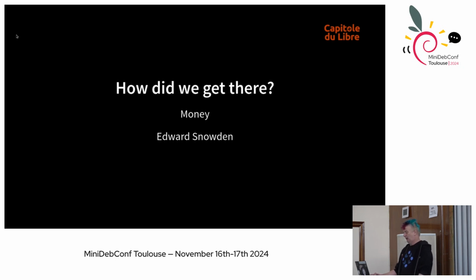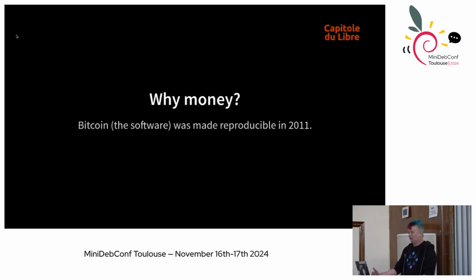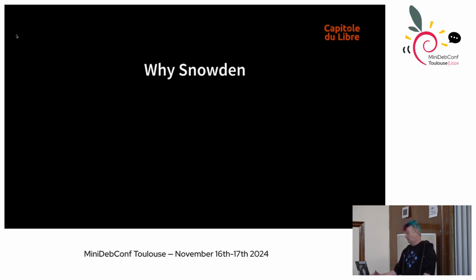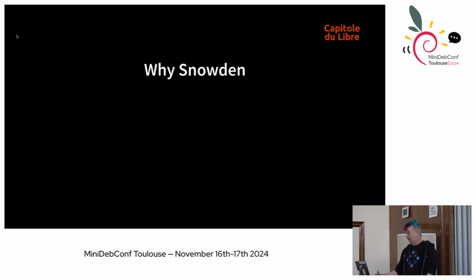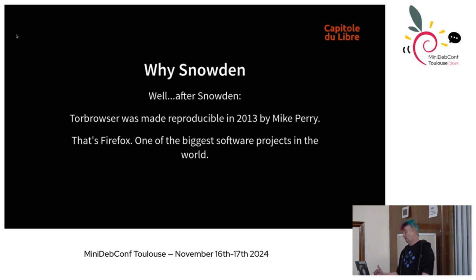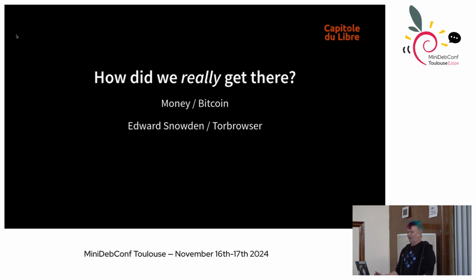First, it seems it might not be Lunar, but money and Snowden. Why money? Bitcoin was the first big software made reproducible, in 2011, because they were afraid that if there were a backdoored Bitcoin client, the developers could be made responsible, and they wanted to prove that they distribute the right thing. And after Snowden, Tor Browser was made reproducible by Mike Perry and Seth Schoen, and that's Firefox, one of the biggest pieces of software in the world. So since then it's clear it's a working concept, it can be done. But that's not the real story.